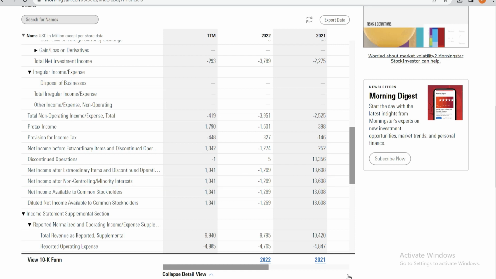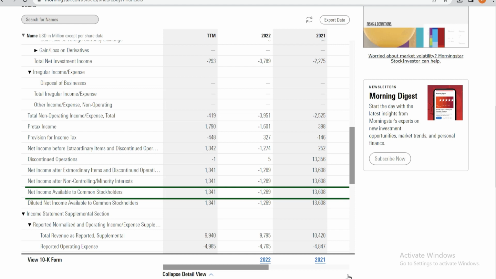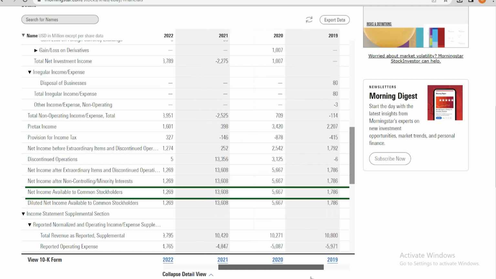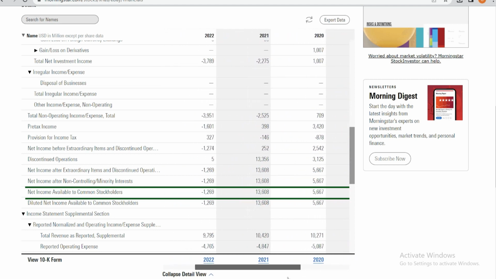We get again to the important number to us, the net income available for stockholders. Notice how volatile it's been. It went from $1.7 billion in 2019 to roughly $5.7 billion in 2020 and peaked in 2021 to $13 billion. And from this peak, the year after, they weren't even profitable, but they lost $1.2 billion.